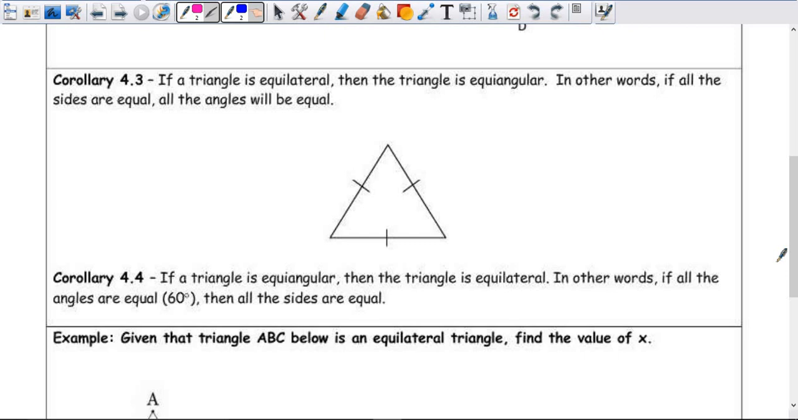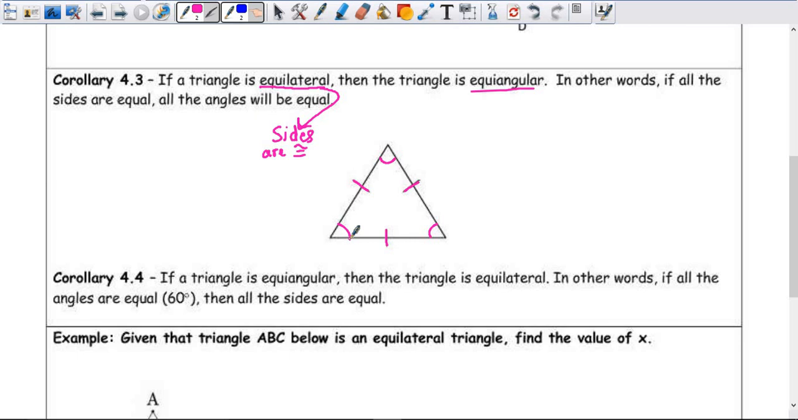This says, if a triangle is equilateral, which means that all my sides are congruent, okay? So these are all marked as being the same length, okay? So if it's equilateral, then the triangle is equiangular. So that means all of my angles would be congruent as well. So in other words, if all the sides are equal, all the angles will be equal. Equilateral triangles, everything is equal.